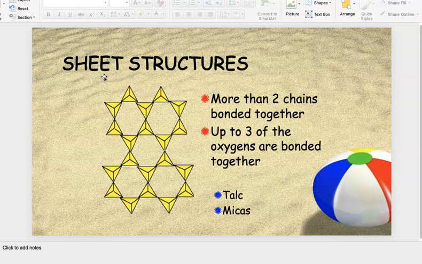I don't know why they drew the line at 3. I think 4 looks a lot more like a sheet than 3, but if you get more than 3 chains side by side, they call it a sheet structure. So you have single chain, double chain, sheet.